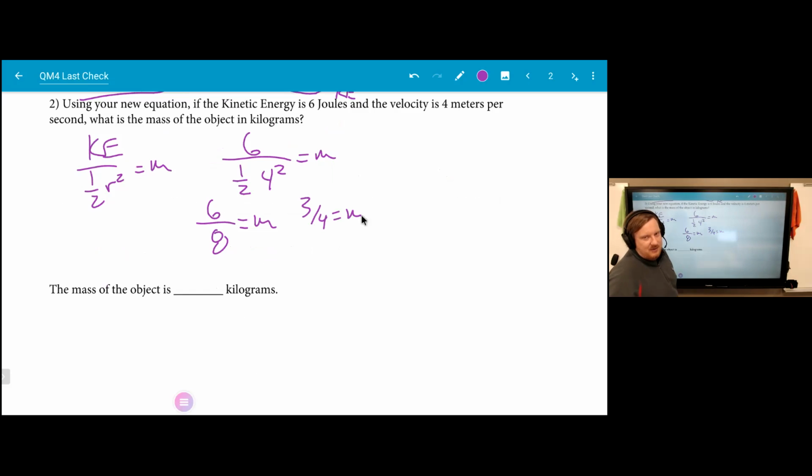Now, this is about kilograms. I'm okay with you doing decimals in this case, 0.75 kilograms. If you put 3/4 of a kilogram, that's absolutely fine too.